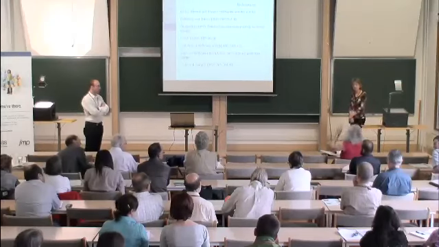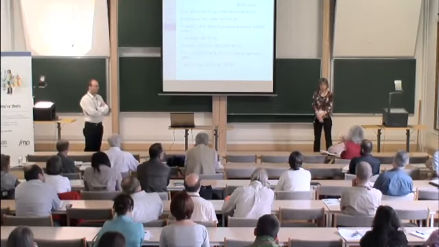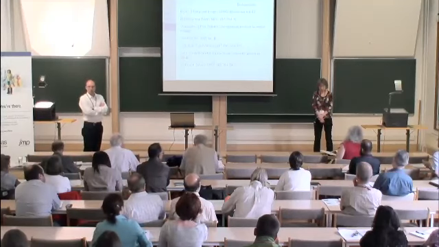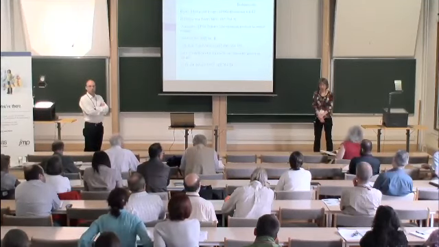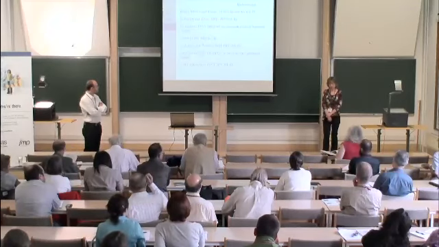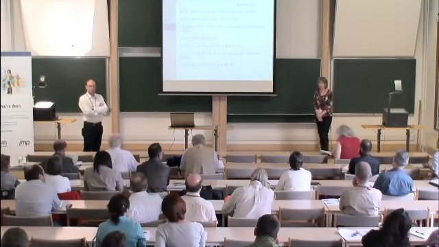Rosemary? You did show us one partially balanced design with 3 associate classes. Do you recall what the association scheme there is? No, all I knew was it was PBIB3. Okay, so perhaps I'll look at it later. Yeah, you probably know more about that than me.